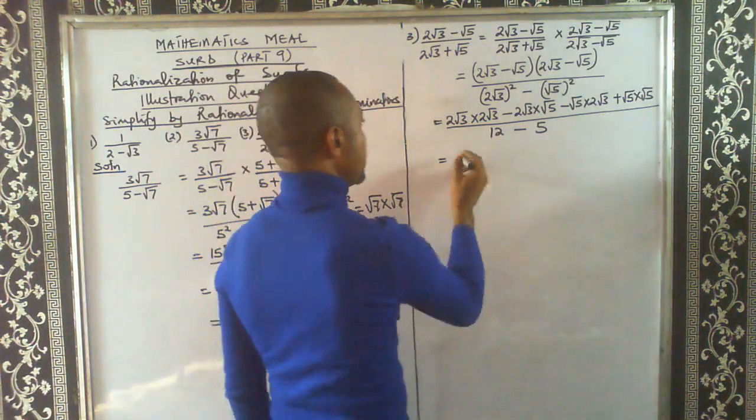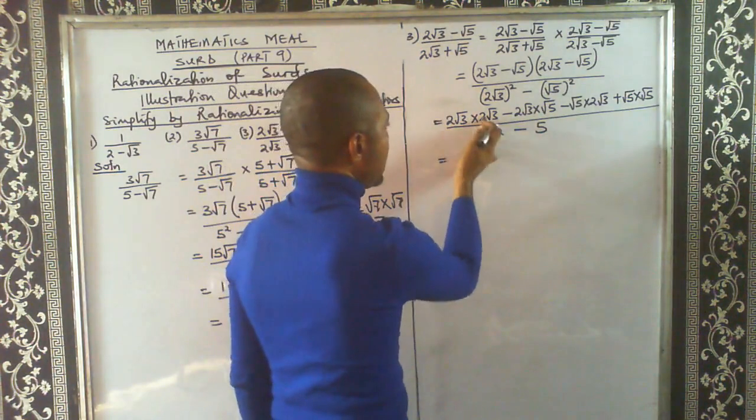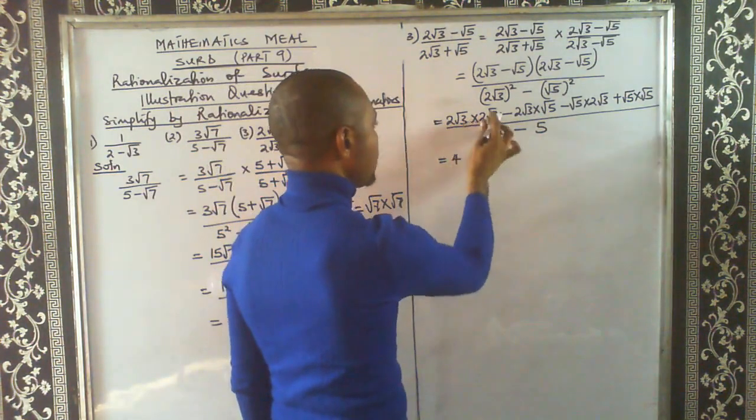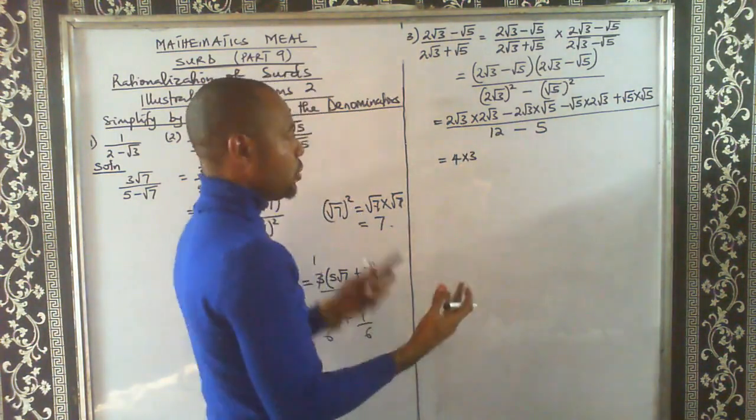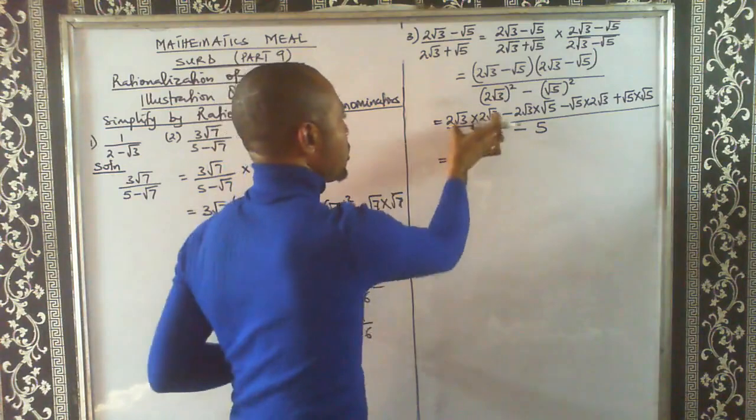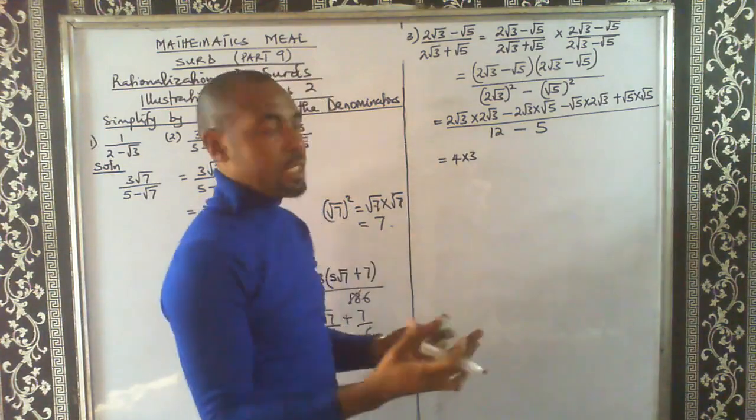We move further. If we multiply here, 2 times 2 is 4. Square root of 3 times square root of 3 will give us 3. I just want to be taking time to do this. Nothing stops us from just saying this is 12. But let's take our time.